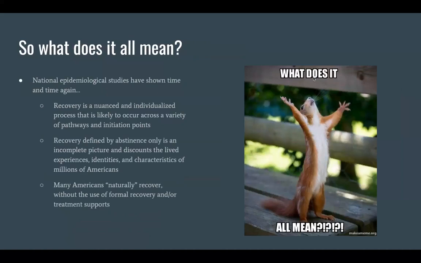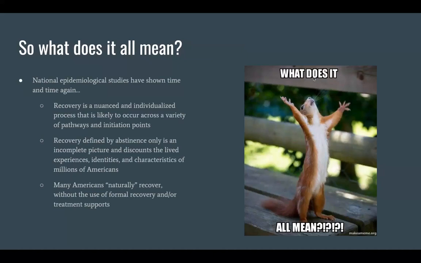So parsing this all together and putting it to some big takeaways for you as you begin to think about this, we see that recovery is a nuanced and individualized process, right? It lines up with that definition and how most of you defined it today. And it's likely to occur across a variety of pathways and initiation points, both formal and informal, or natural recovery versus assisted recovery, again, lining up with definitional parameters.